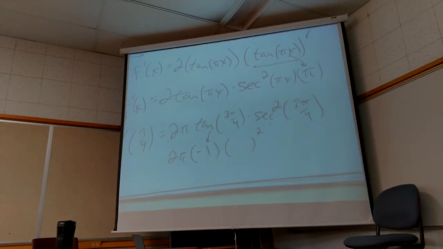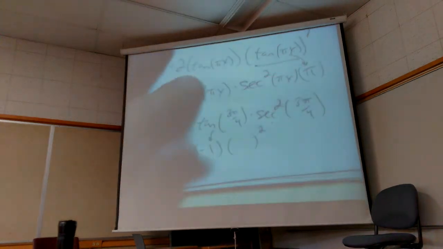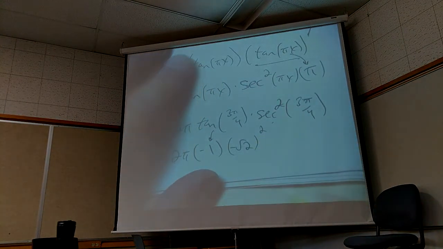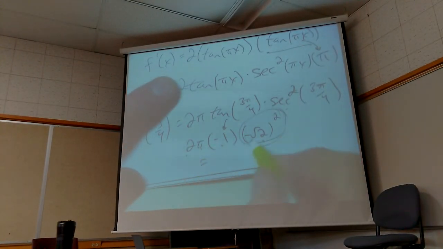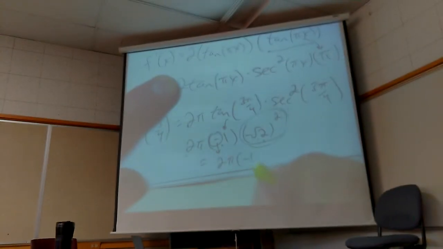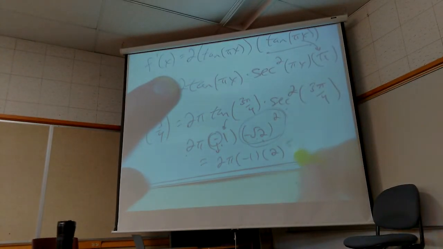Now, to be honest, cosine of 3 pi over 4 is in the second quadrant, so cosine is going to be negative. I'm going to square it anyway, but right here I'm going to put negative root 2, squared. So what do I get here? It's 2 times 2. It's not negative though, right? It's positive. So it's negative because of this. Let me write this in: 2 pi times negative 1 times 2. So I get negative 4 pi.